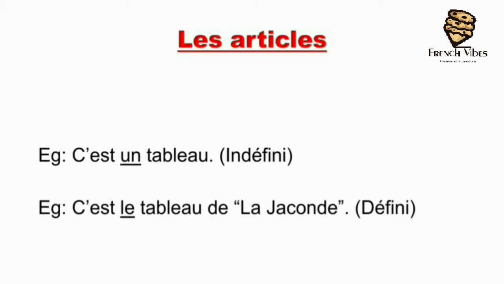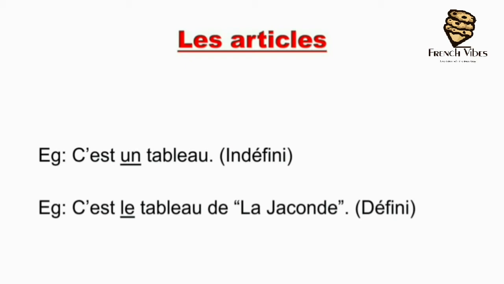C'est un tableau. A tableau means either a board or a painting in French. So here we will take it as a painting. C'est un tableau means it is a painting. So it is a general sentence. That's why we have used the indefinite article.